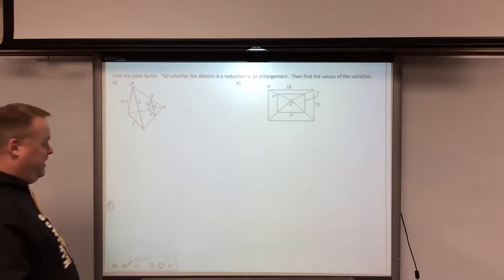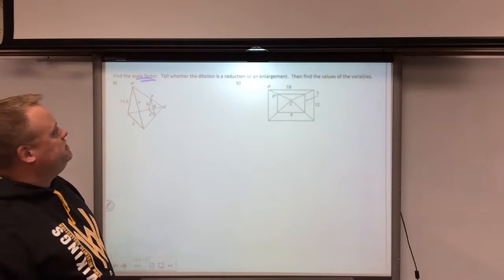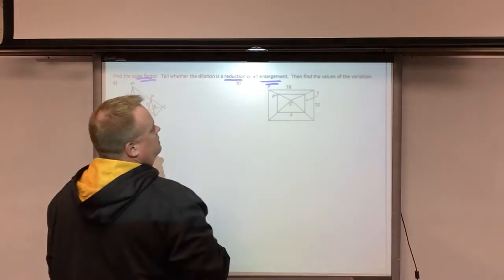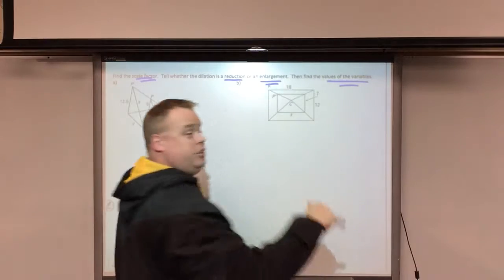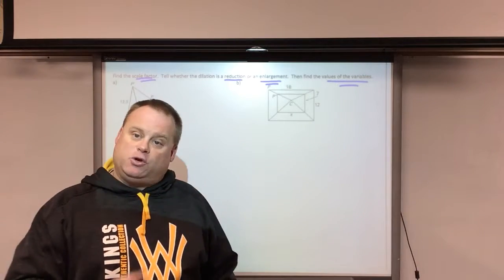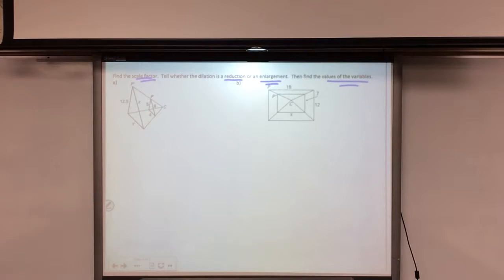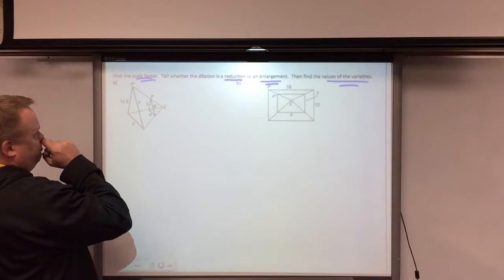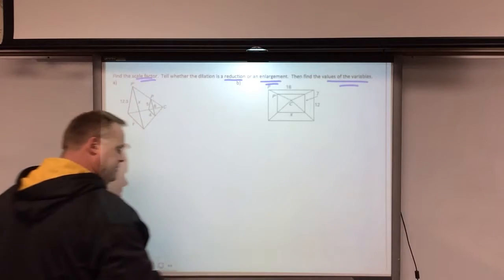Next one, it says find the scale factor, tell whether the dilation is a reduction or an enlargement, and then find the value of the variables. So we're doing 3 things here, and we want to make sure we're checking that. Also, let's look at this: I've got a prime, a pre-image, an image. I've got a lot of funky shapes here.